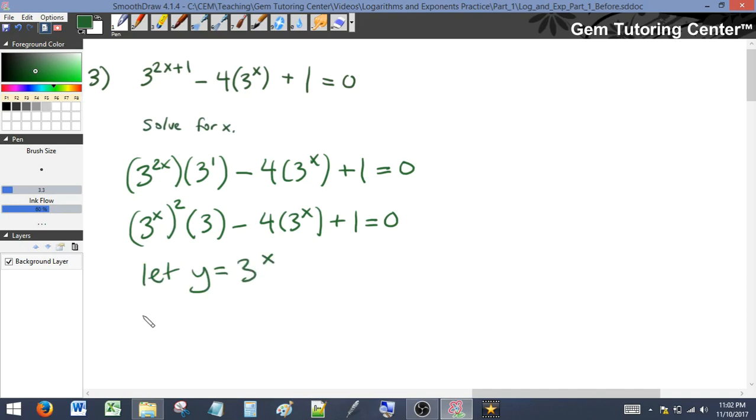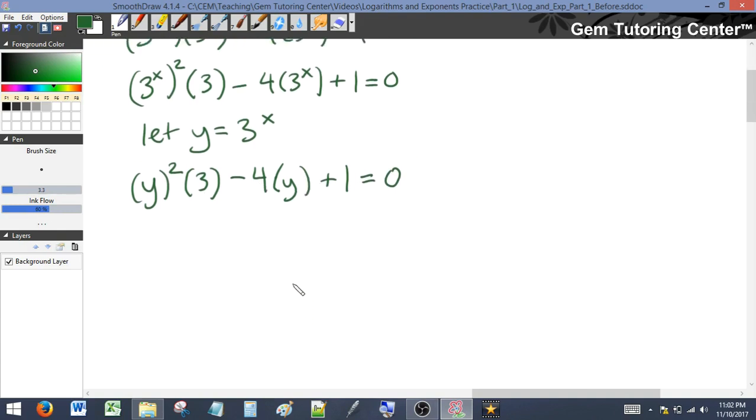Now we're going to simplify stuff here. This is y squared times 3. So let me write it like this actually: y squared times 3 minus 4 times y plus 1 equals 0. So wherever I saw 3 to the x, I put in a y. That's what I'm doing here. So let's move to the next step. Let's first write this without all the parentheses. So it's 3y squared minus 4y plus 1 equals 0.